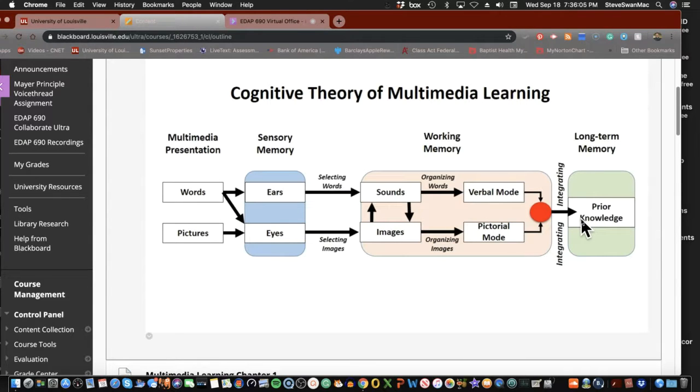So what he tried to do was sit down and put together these 12 principles that basically define how you don't screw this up, how this works.